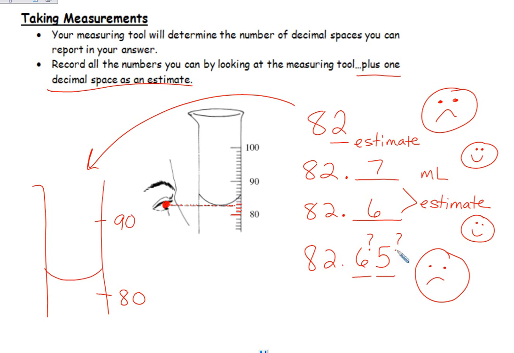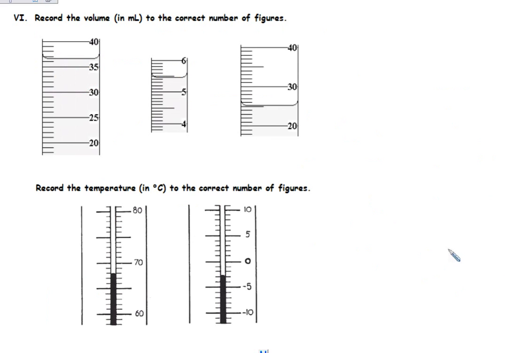Alright, so let's try some. Let's see what we got here. Volume in milliliters with the correct amount of significant figures. Or in this case, they're just calling them figures. Significant figure is a term that's going to come up shortly. It really just means all the numbers that should be part of your measurement, including the estimate. So we look at our measuring tool, and we have to see what do these lines represent. So this is 20, 21, 22, 23, 24, 25, 26, 27, 28, 29, 30.